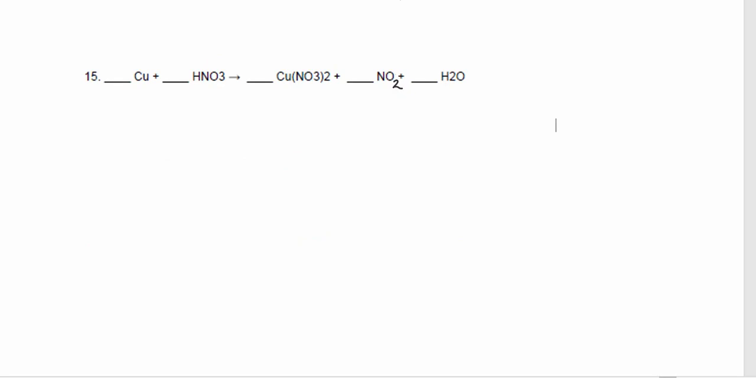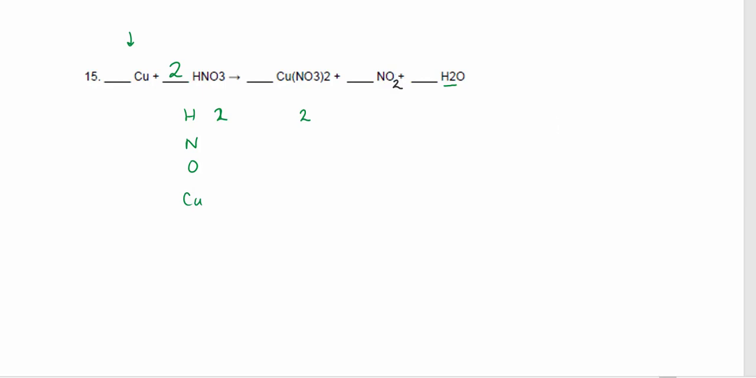Number 15. In order to solve number 15, we need to count our H, N, and O. Since Cu is alone, we can deal with Cu later. So we need to notice a couple of patterns. First of all, the only hydrogen we have has to be even because we only have hydrogen in an H2O. So we have 2 on the product side hydrogen atoms, and 1 on the reactant side. So immediately I want to put a 2 there. And putting that 2 there balances our hydrogen.